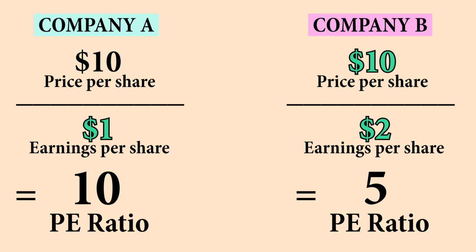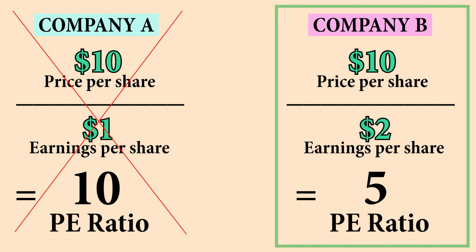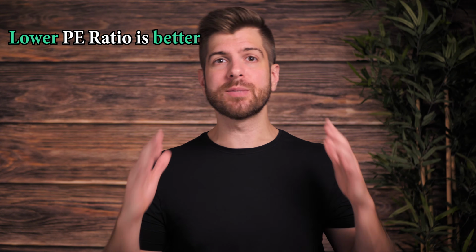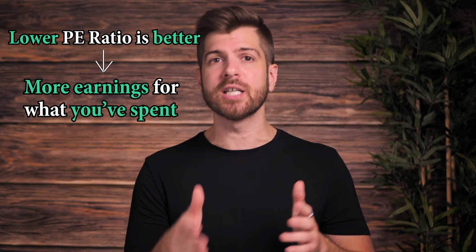If you choose to buy shares of company B, then for every $10 you spend, you're gaining $2 of earnings. Whereas with company A, you're only gaining $1 of earnings for every $10 spent. So as far as this very simple example goes, company B is the better investment because it's cheaper. So a lower PE ratio is better because it means you're getting more earnings for what you've spent. Now, as I said before, there's a bit more that goes into it than just looking at the PE ratio, and we'll get to that soon.